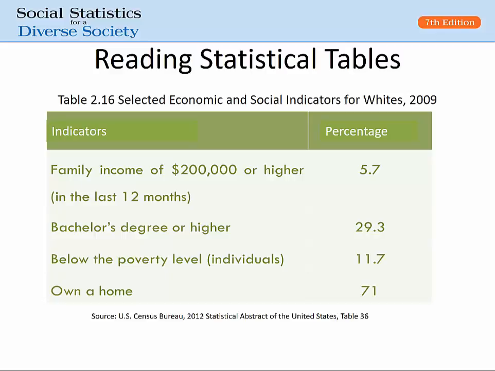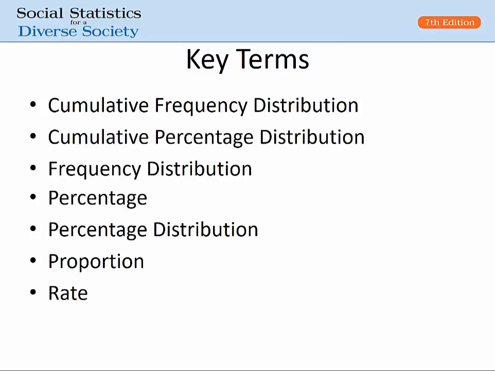And the percentage or the rate in each of these categories for the population: there were families who had $200,000 or higher, 5.7%, or the rate was 5.7%. Individuals with a bachelor's degree, 29.3%, below the poverty level, 11.7%, and people who owned a home, 71%. So that's just really a brief overview of this chapter.